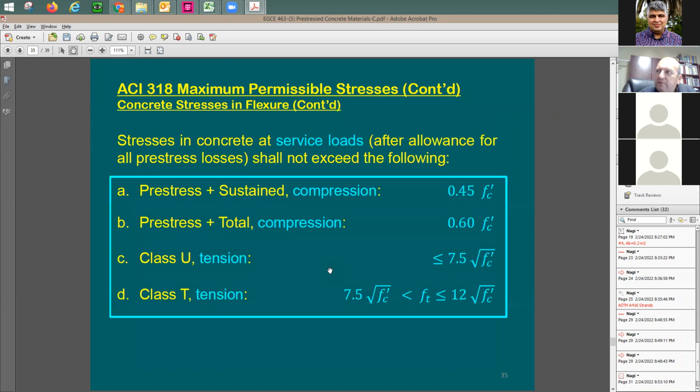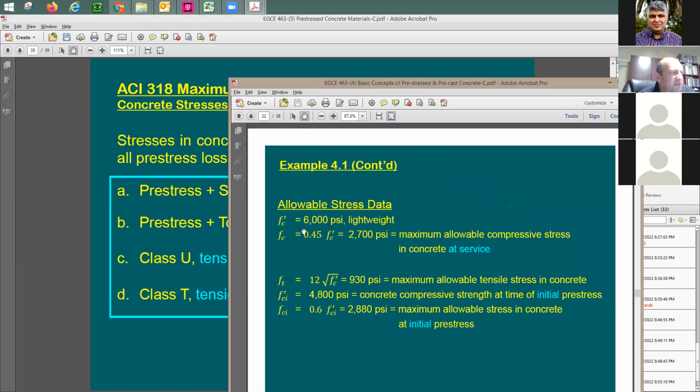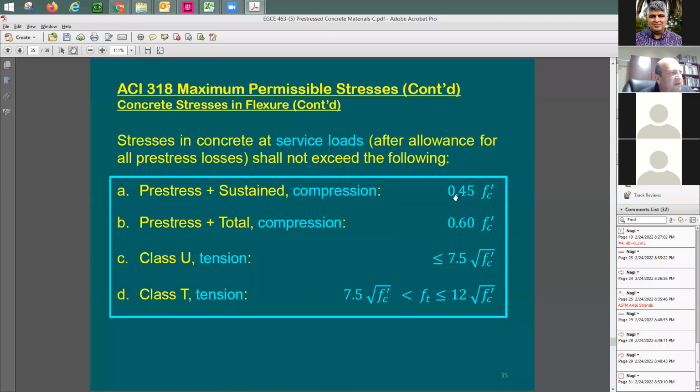How about the surface load? Yeah, surface load. What's going to happen? Compression. Let me put this back. We said, how much is this? 0.45, right? This is going to be 45% of this. Okay, 45%. Yeah. For what? For the pre-stress force, sustained load. Only for the pre-stress and sustained. When you have the pre-stress and total, which means sustained and live load, you can go all the way to 60%.